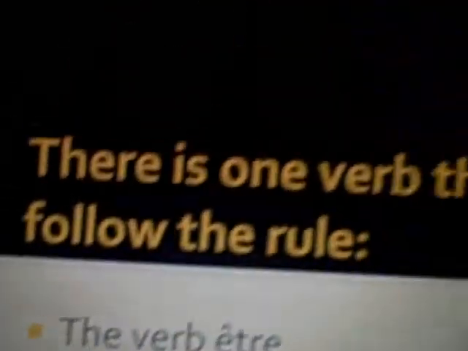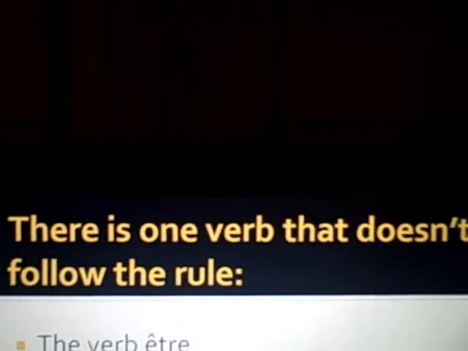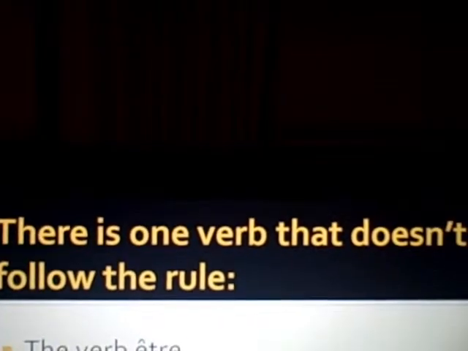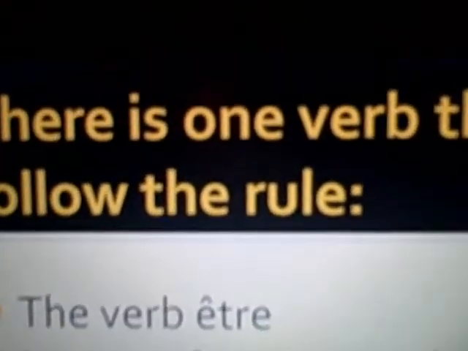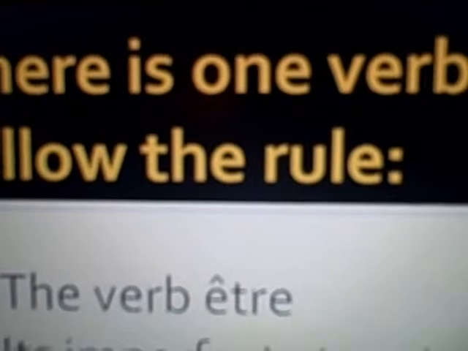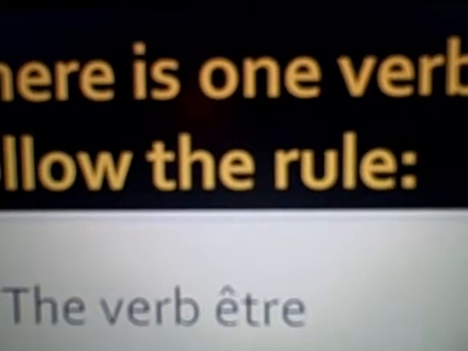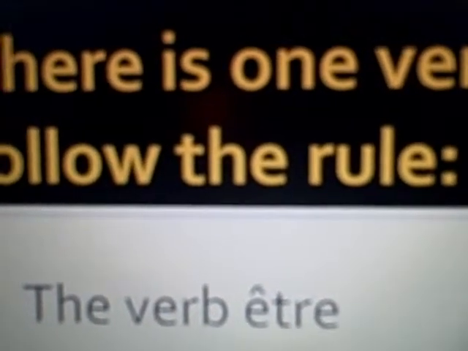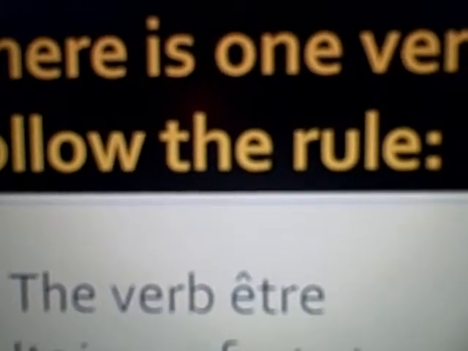Now, there is, of course, one verb that doesn't follow the rule. There's one exception to this rule, but only one, and it's an easy one. That's the verb être. Être, as you know, means to be, and it's very irregular in French and in English. It does not follow the rule. Its nous form is sommes, S-O-M-M-E-S. It does not even end in ons, so there's no ons to take off. Completely irregular. This one you just have to memorize.